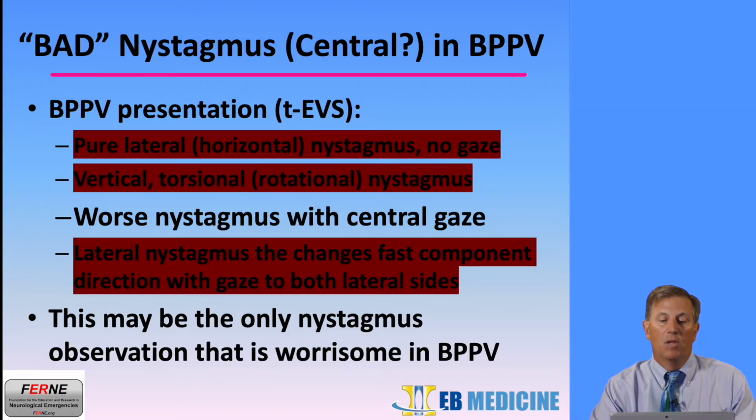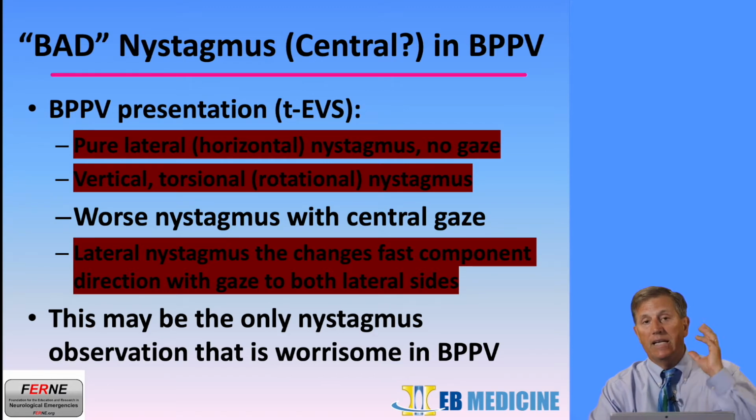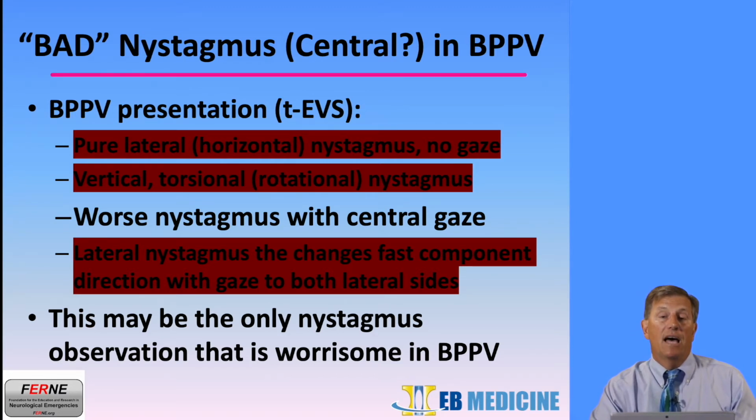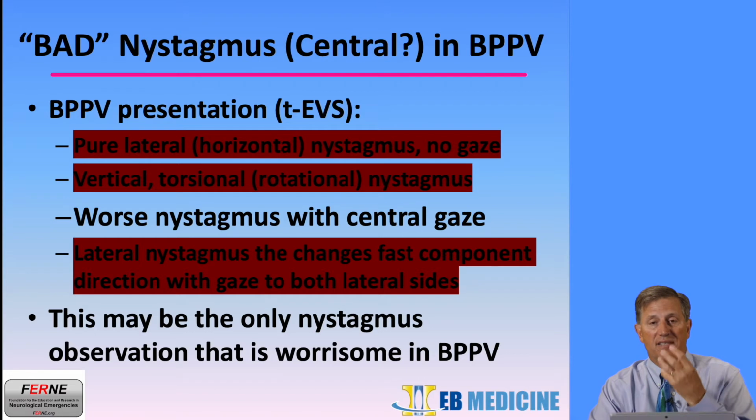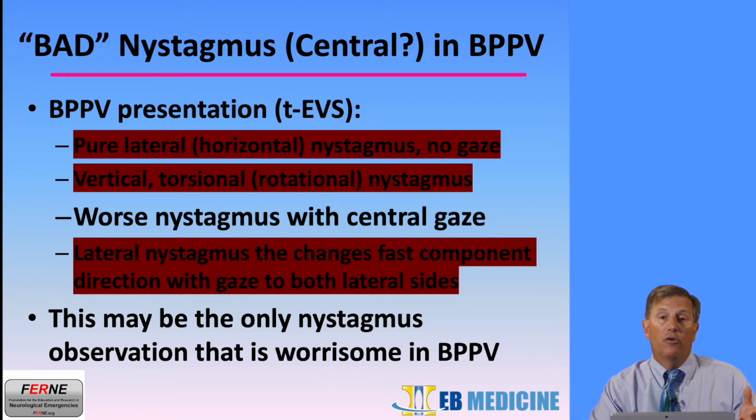So, we had a list of bad nystagmus findings suggesting central causes for acute vestibular syndrome. However, in BPPV, a triggered episodic vestibular syndrome, there's only one nystagmus finding that may be suggestive of a central etiology. In a patient with a presumed peripheral etiology or BPPV in triggered episodic vestibular syndrome, if with gaze to you centrally, the nystagmus appears to worsen, this is the one finding that may suggest a central etiology, even if the history sounds more like a triggered episodic vestibular syndrome and likely BPPV.